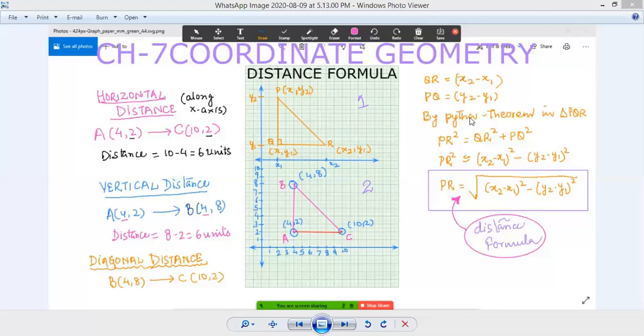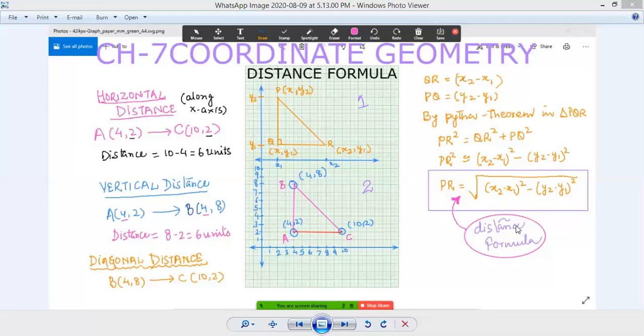So children, by Pythagoras theorem, PR square is equal to QR square plus PQ square. That means put the value of QR as x2 minus x1, put square here, then PQ is y2 minus y1, put square here. And if you want to get PR, remove this square, it will convert into square root when you transpose that side. So that means this will become the distance formula.